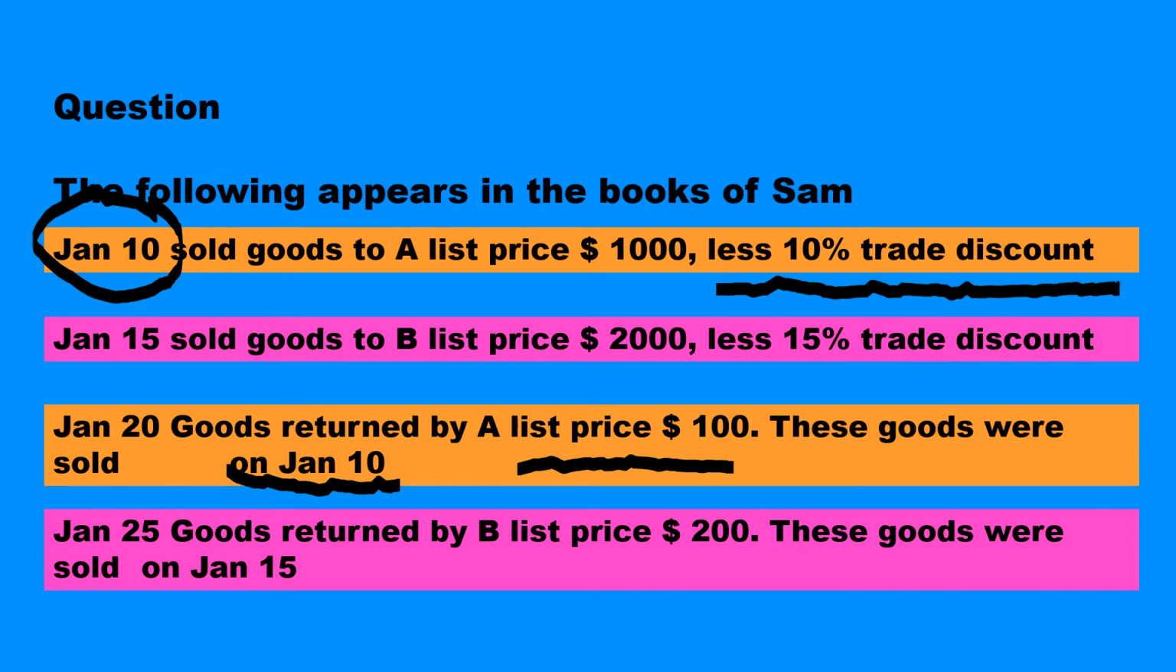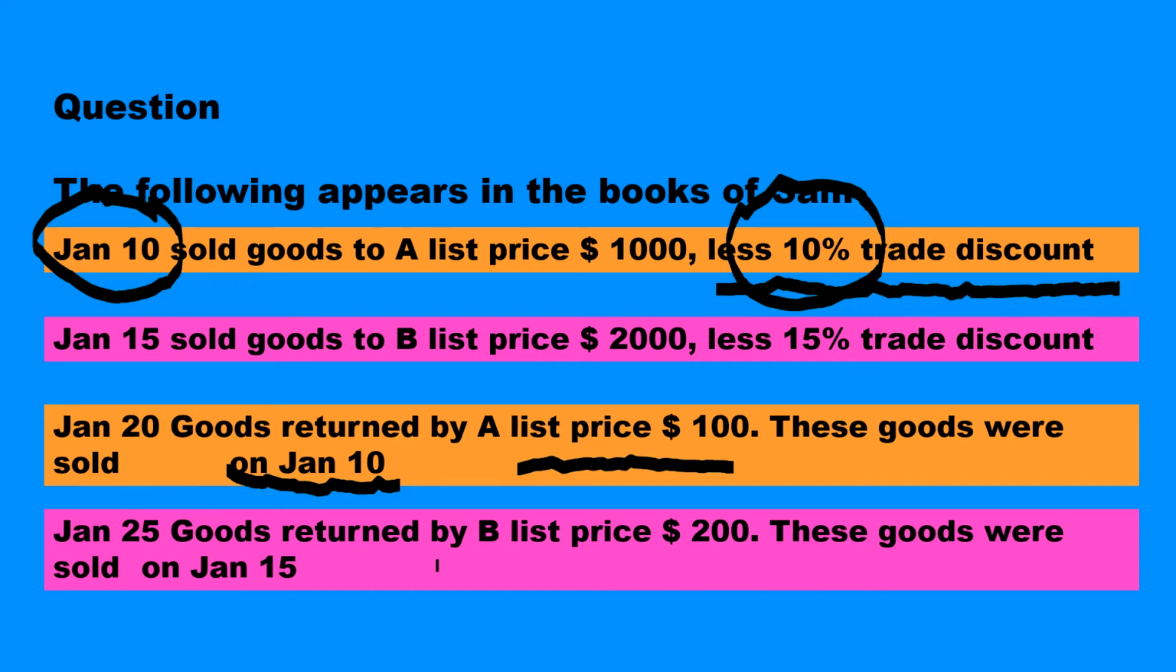So now we're going to accept the return from A. We cannot accept it on the basis of the list price, because when we sold goods to A, there was a trade discount which was deducted. Therefore, when A returns the goods, we have to adjust for that trade discount of 10%. The same thing applies for B.